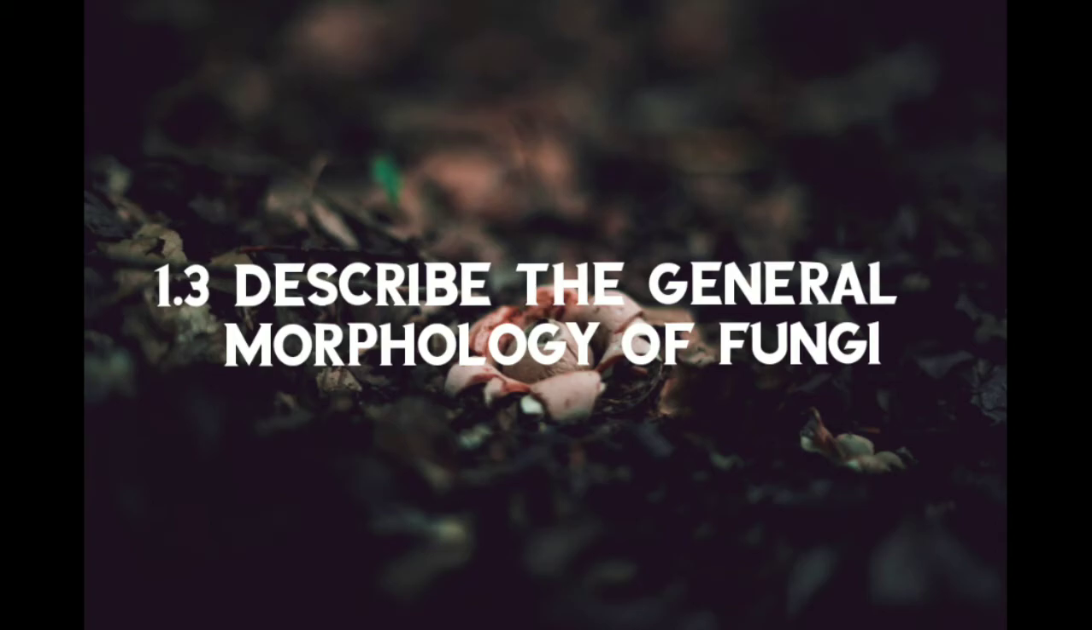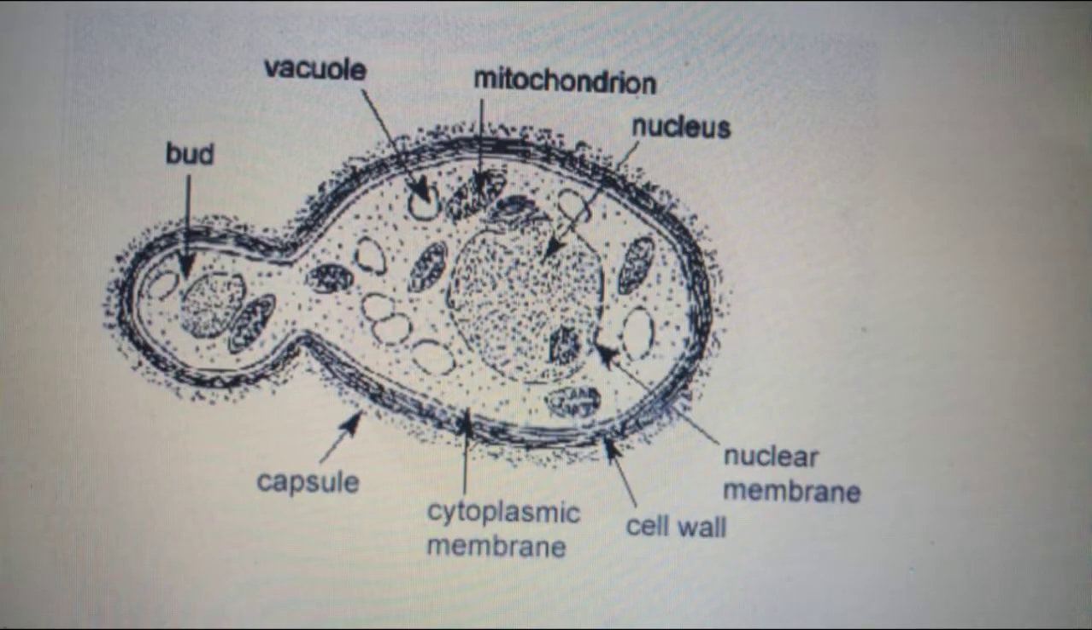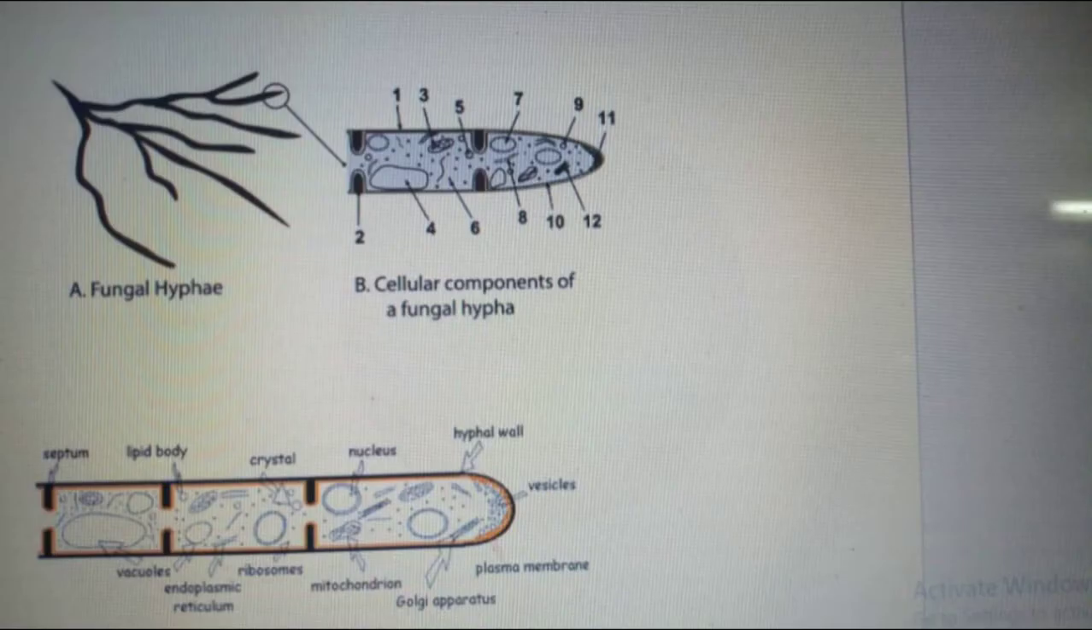Describe the general morphology of fungi. Fungi is a Latin name for mushrooms, and the Greek name is mycetes. There are three basic forms of morphology of fungi. The somatic body of fungi is known as mycelia. The hyphae develop into mycelia through a network. Those three basic forms are the hyphal form, the yeast form, and the chytridaceous form.